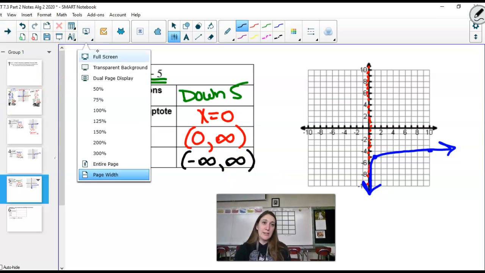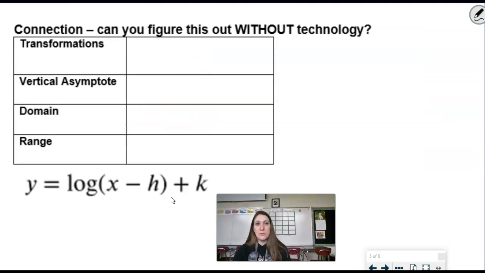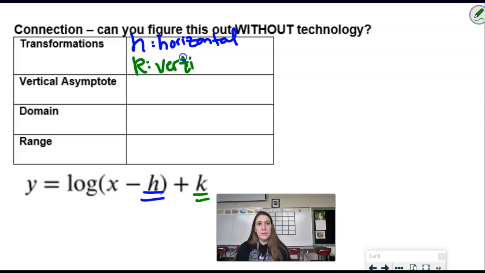So we've learned that our calculator is not amazing at graphing logarithms, and everybody understands that. So with that being said, we should be able to come up with some conclusions about logarithm graphs without having to touch the calculator. The transformations are exactly the same transformations that you know about, right? So this guy right here, h, is the horizontal transformation, meaning right and left, and it's got that built-in negative. k is your vertical transformation, meaning up and down.